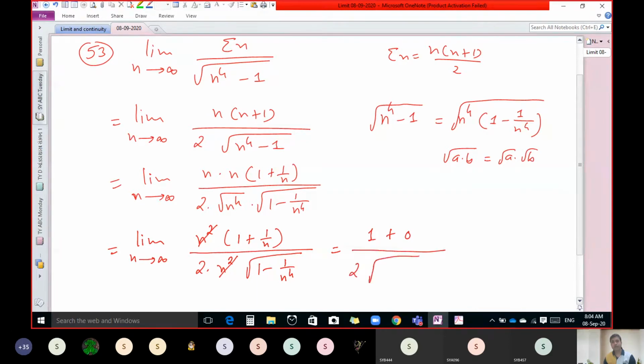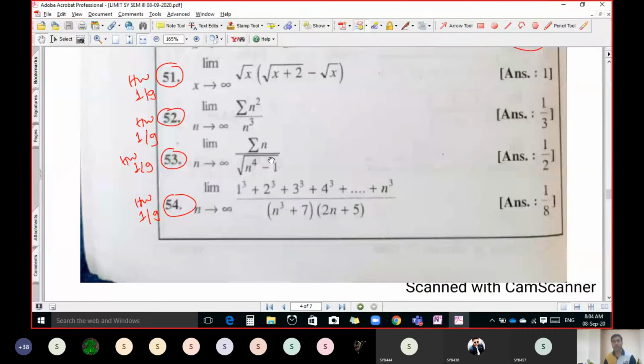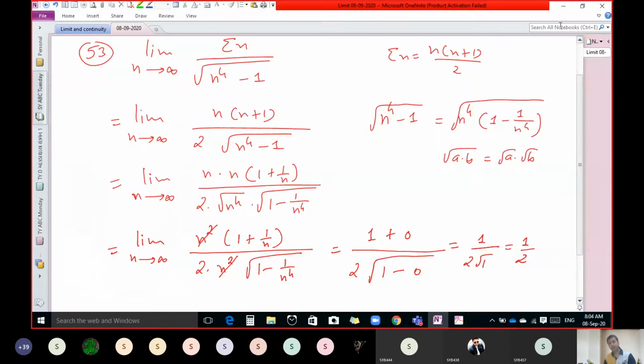Keep 2 as it is. Root 1 minus, once again, 1 upon n raised to 4. n is infinity. Infinity raised to 4 is infinity, and 1 upon infinity is 0. So ultimately we get 1 upon 2. That is your final answer for question number 53. So for 53, 1 upon 2 is the answer. Okay. Anything else? Anything else for anybody?